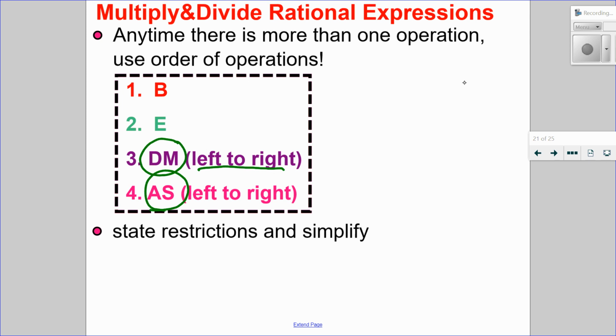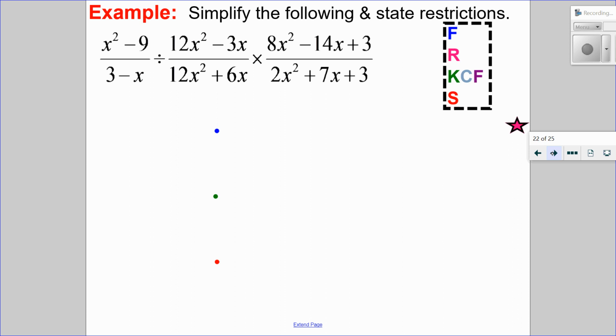Okay, so anytime there's more than one operation, it is implied that you use order of operations. So you're going to follow all the steps that we did before, stating your restrictions and simplifying. So let's end with this question here. I want to, first of all, start by factoring. So I'm going to factor the numerator and denominator as far as I possibly can. So I do that.